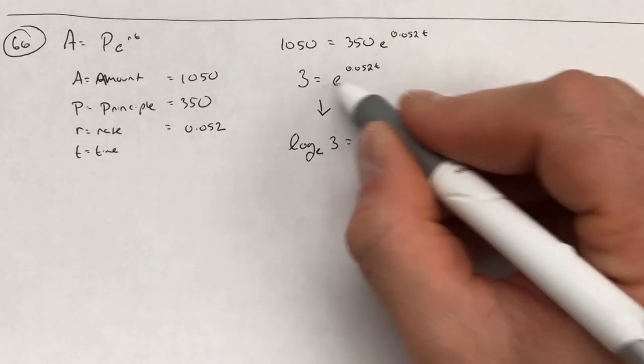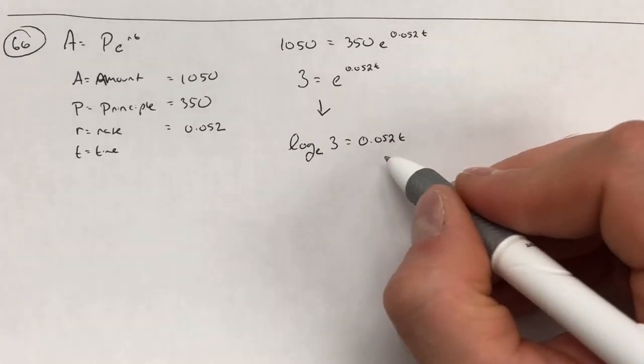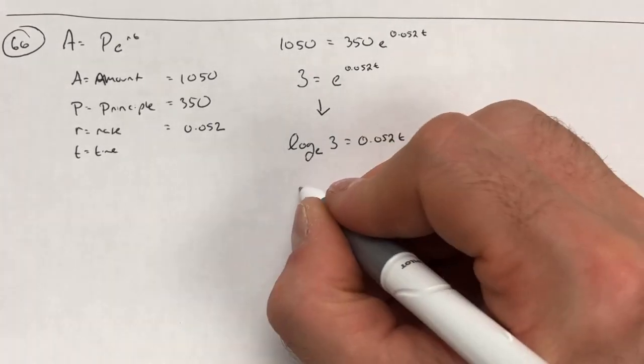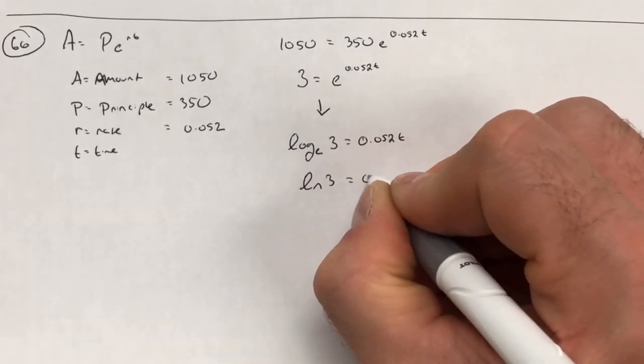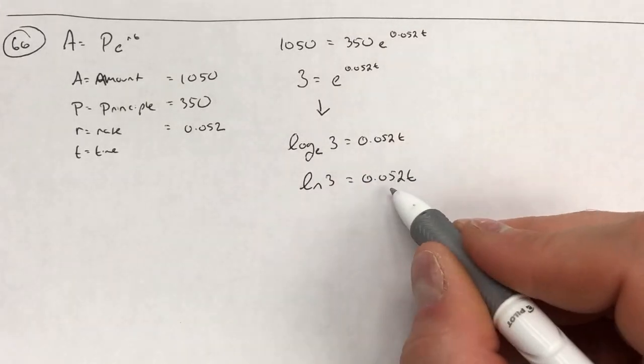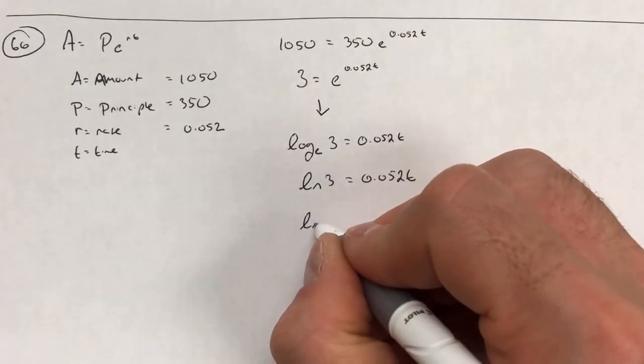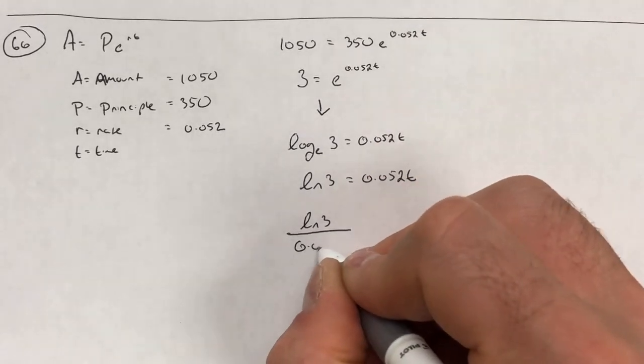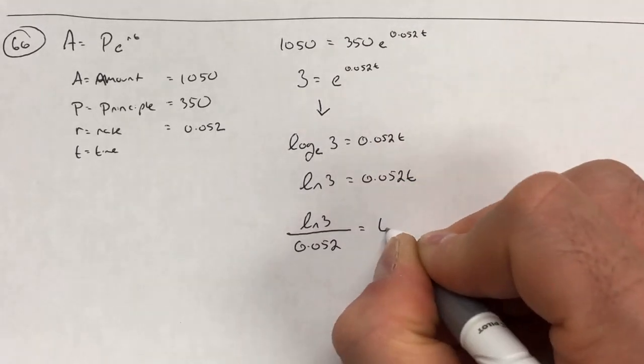So I keep the same base, but I'm saying the argument is now 3. I know another way of writing log base e is the natural log, so the natural log of 3 equals 0.052t. I can get rid of that 0.052 by dividing. So I have the natural log of 3 divided by 0.052 is equal to t.